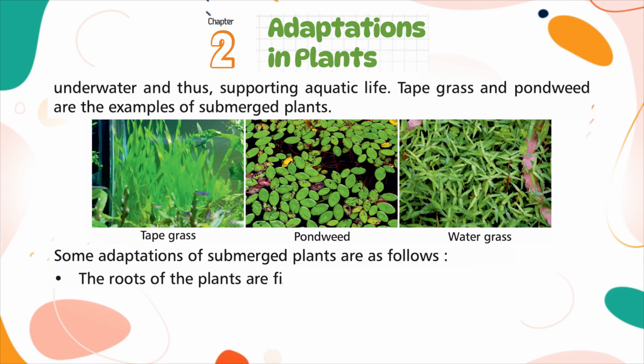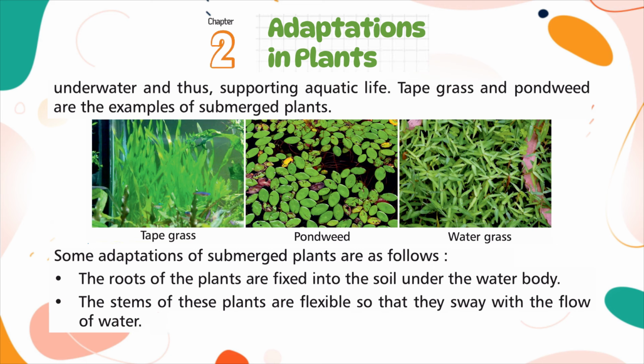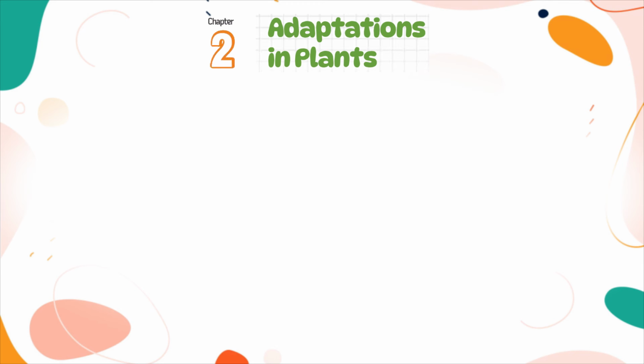Some adaptations of submerged plants are as follows. The roots of the plants are fixed into the soil under the water body. The stems of these plants are flexible so that they sway with the flow of water. The leaves are thin, narrow, ribbon shaped and without stomata.